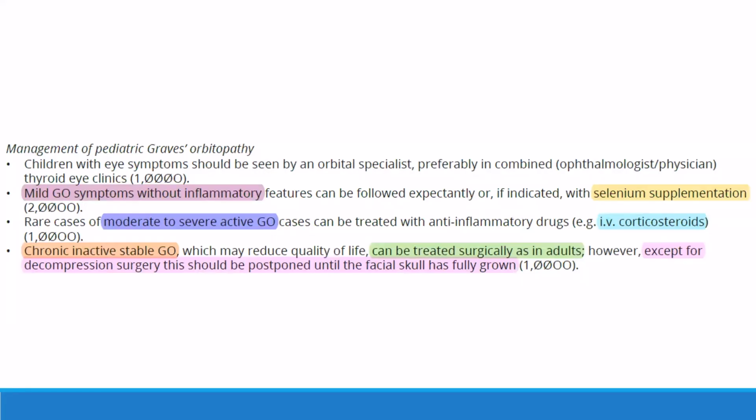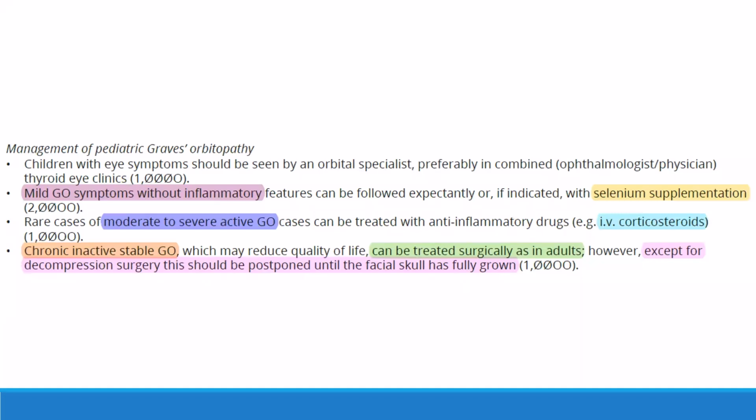What about the management of pediatric Graves' orbitopathy? Actually, this is similar to adult Graves' orbitopathy. Mild Graves' orbitopathy symptoms without inflammation should receive selenium supplementation. Rare cases of moderate to severe active Graves' orbitopathy should receive intravenous glucocorticoid, intravenous, not oral. Intravenous glucocorticoid is the first option for management of moderate to severe active Graves' orbitopathy in adults and children.